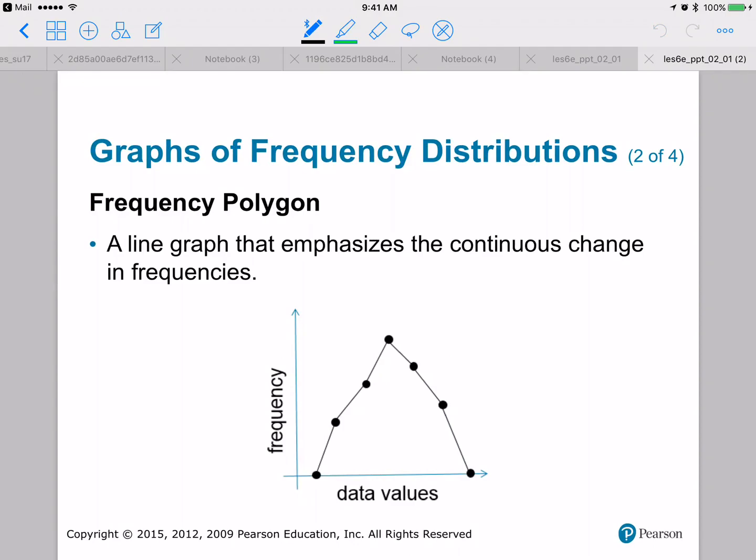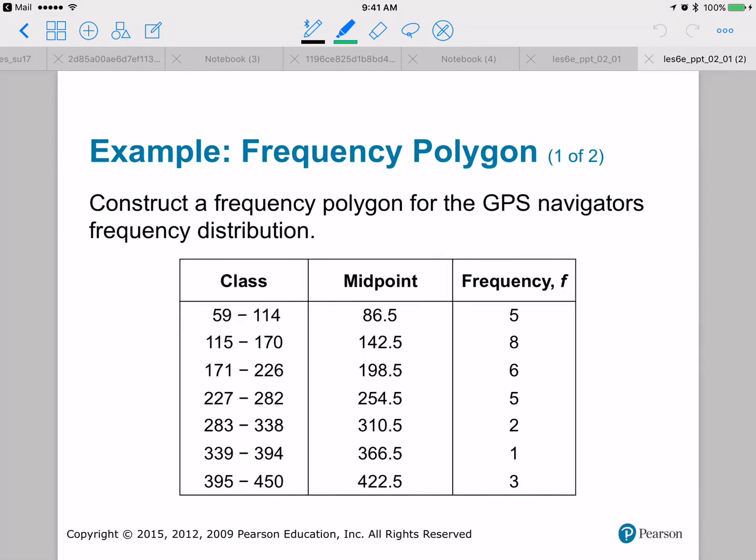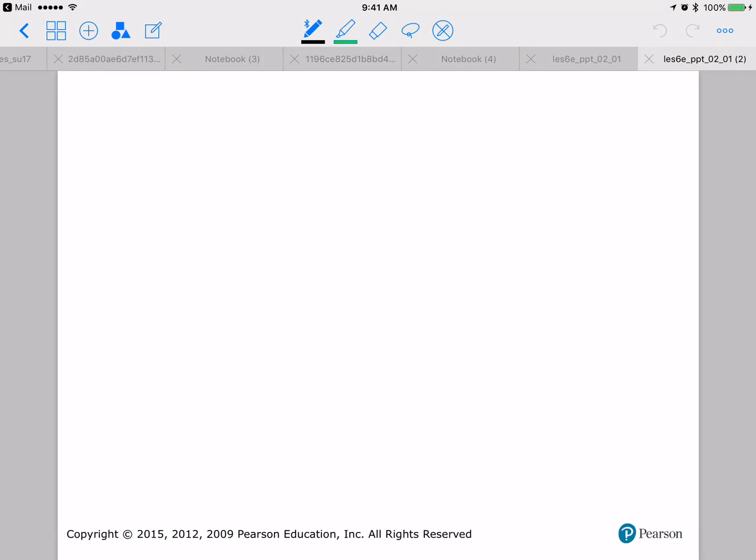All right. So the next thing we want to learn is how to graph a frequency polygon. It's a line graph that emphasizes the continuous change in frequencies. Our goal here is to construct a frequency polygon for the GPS navigators' frequency distribution. In order to construct our frequency polygon, we're going to need this information. You need to know your class. From your class, you're going to get your midpoint and then your frequency. So we start off. I'm going to draw my horizontal axis and my vertical axis, and I can draw a little broken line here.